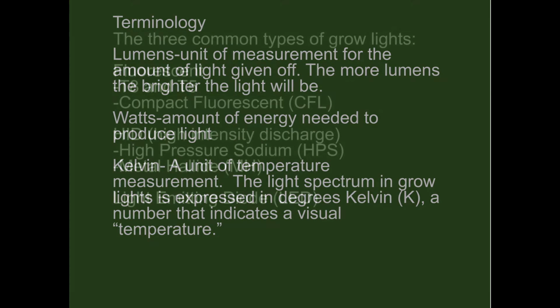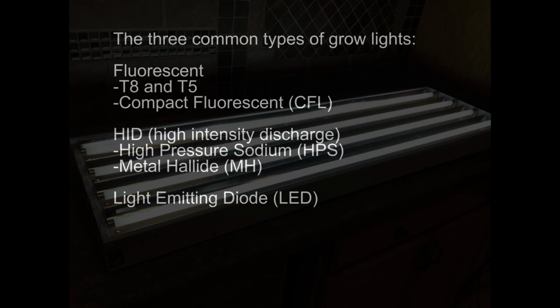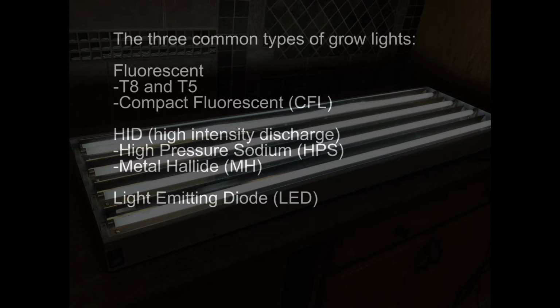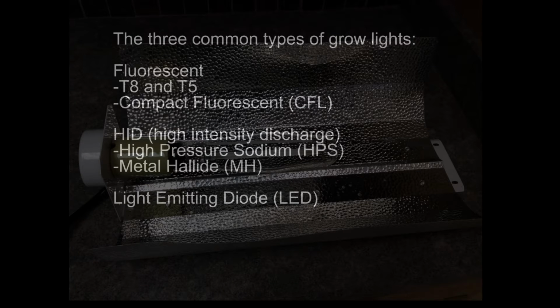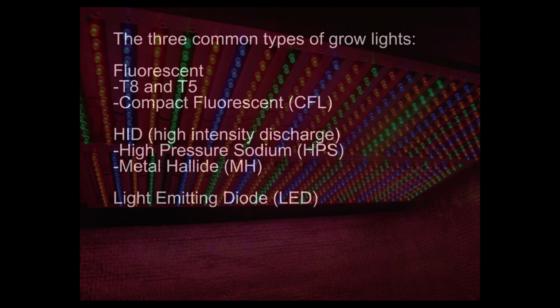It's on a scale. Okay, so there are three common types of grow lights. There's fluorescent, which includes the T8 and T5, and also compact fluorescent, which are also known as CFLs. There's high intensity discharge lights, or HIDs, and this includes the high pressure sodium bulbs and the metal halide bulbs. Also, there's light emitting diodes, also known as LEDs.